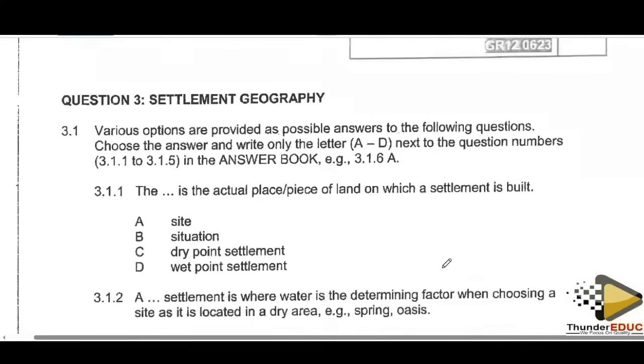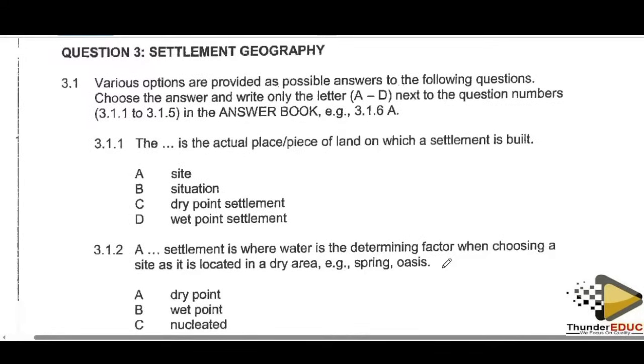Settlements. Okay. Question 3 talks about settlement geography, which says various options are provided as possible answers to the following questions. Choose the answer and write only the letter A to D next to the question numbers. 3.1.1, they say the dash is the actual place or piece of land on which a settlement is built. I think, or we argue, that would be a site, because the site refers to the exact area where a settlement is built.